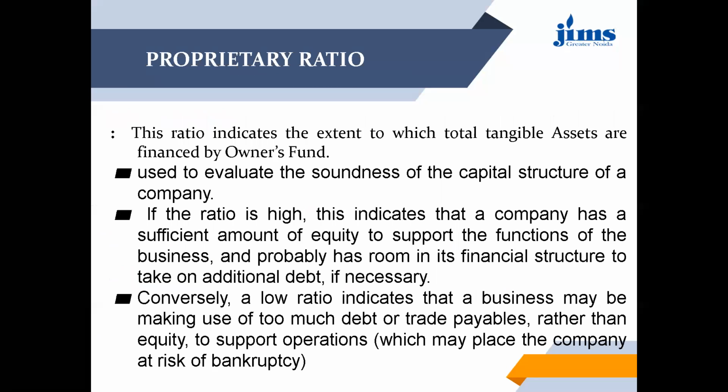Now next is proprietary ratio. Proprietary ratio indicates the extent to which total tangible assets are financed by the owner's fund. Like fixed asset ratio, we have taken the net fixed assets. Here we'll take only the tangible assets. Now, proprietary ratio is used to evaluate the soundness of the capital structure of a company.